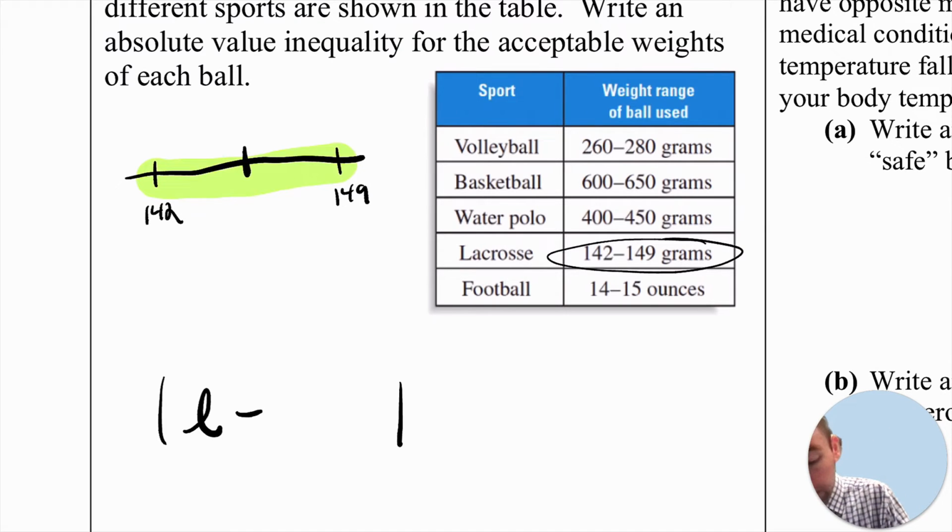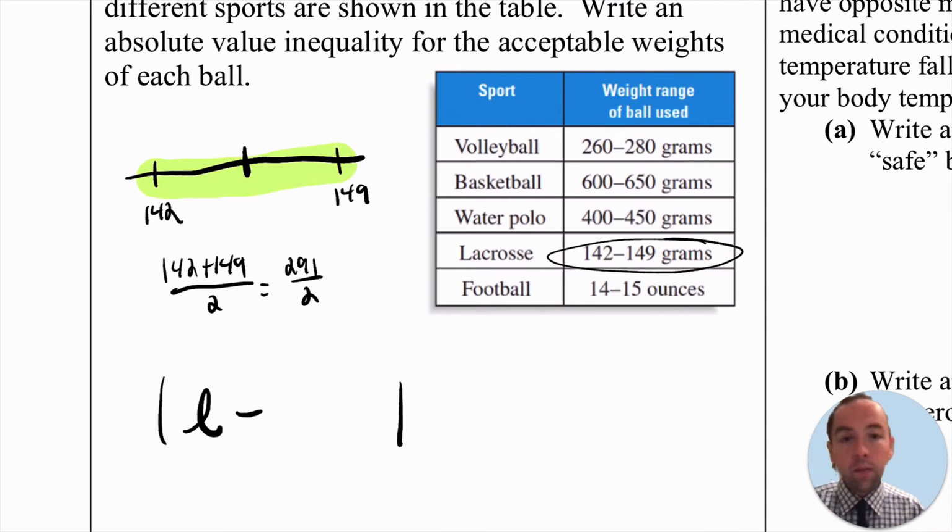To find what that is, if you've got two endpoints, you can find the middle by averaging them. So if you did 142 plus 149, that's going to give you 291, and then you'll want to divide by 2. When you divide that by 2, you end up getting 145.5, and that would be the exact middle.